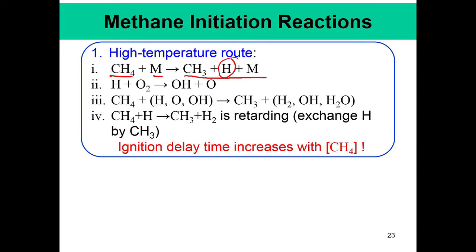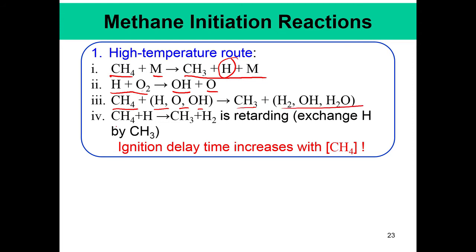So as soon as the H radical is formed, the key chain branching step that we saw, this H1 reaction in the hydrogen oxygen system, can happen immediately, and that can attack the oxidizer, the oxygen molecule, and form OH and O. And now this CH4 can react with H, OH and O, and form CH3.